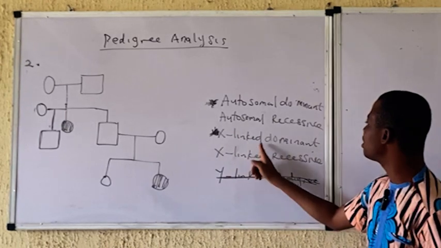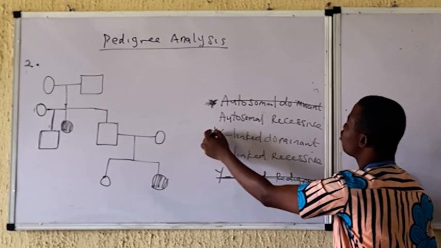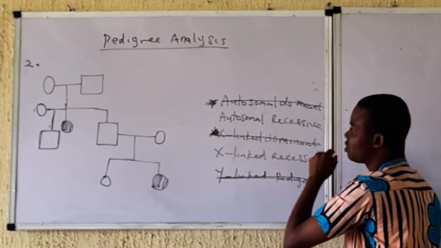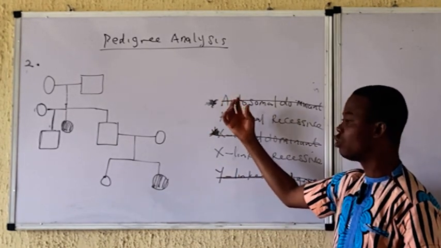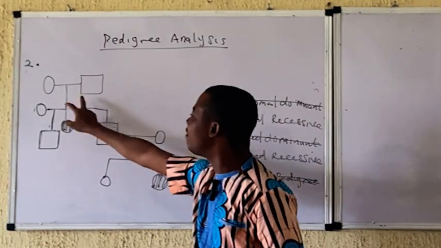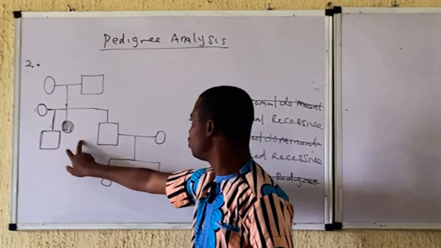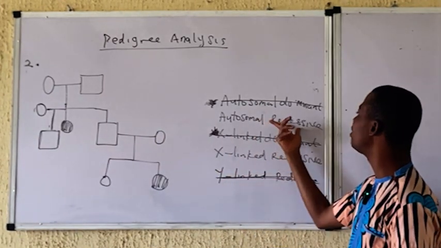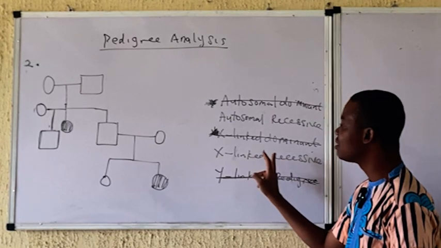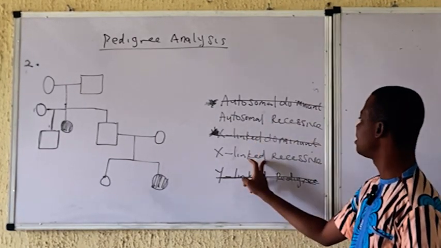So we can cross out autosomal dominant, and we can also cross out X-linked dominant. Why are we eliminating these two? Because according to the rule, unaffected parents cannot produce affected children. So we are now left with autosomal recessive and X-linked recessive.